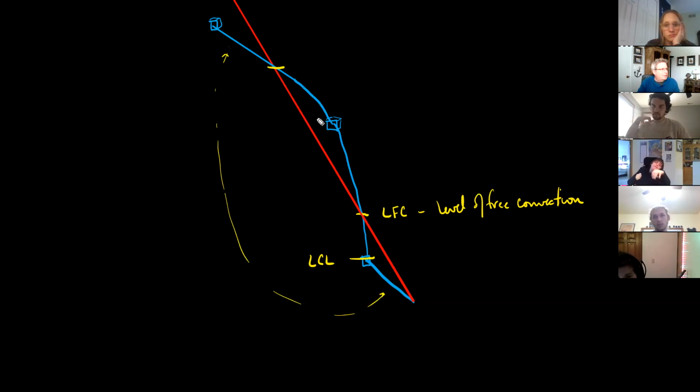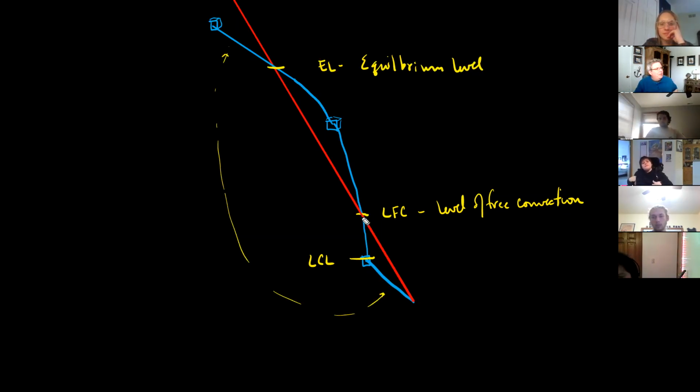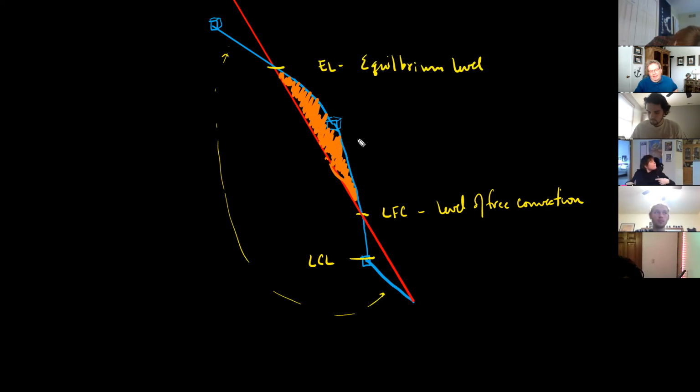Over here. What's that called, Lena? That was the, oh my gosh. The EL, which stands for the equilibrium level. So this is where the parcel started to become unstable, and this is where it stopped being unstable. So what that tells me is this. I'm going to shade this area in between the parcel and the environment. And that area is known as PBE. PBE stands for positive buoyant energy.